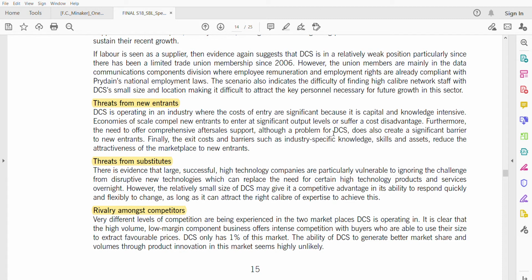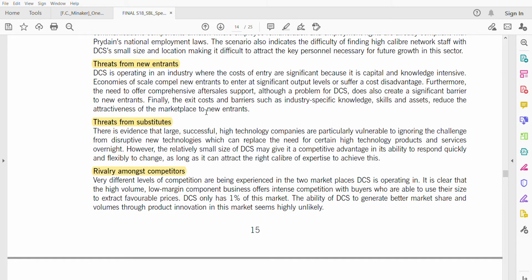The first one is about you have to invest in capital and knowledge incentive. Second is about the after sales support, and the third, exit cost and the barriers such as industry specific knowledge. You need industry specific knowledge in this kind of industry. Skills and assets reduce the attractiveness of the marketplace to new entrants. Since you need skills, assets, and industry specific knowledge, entrants are not likely to be attracted towards this industry.